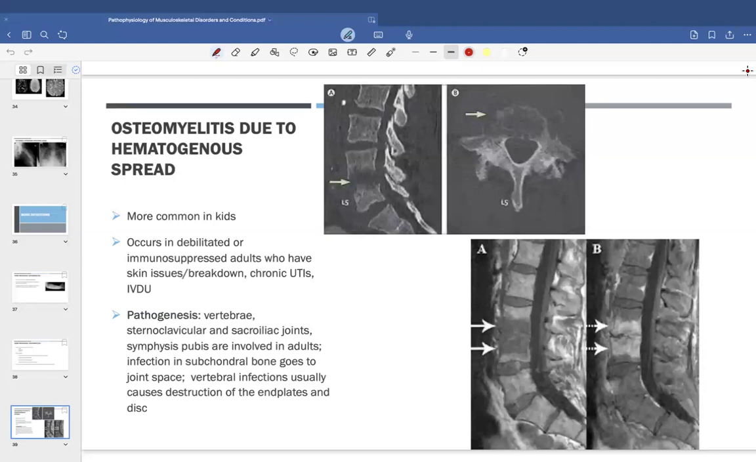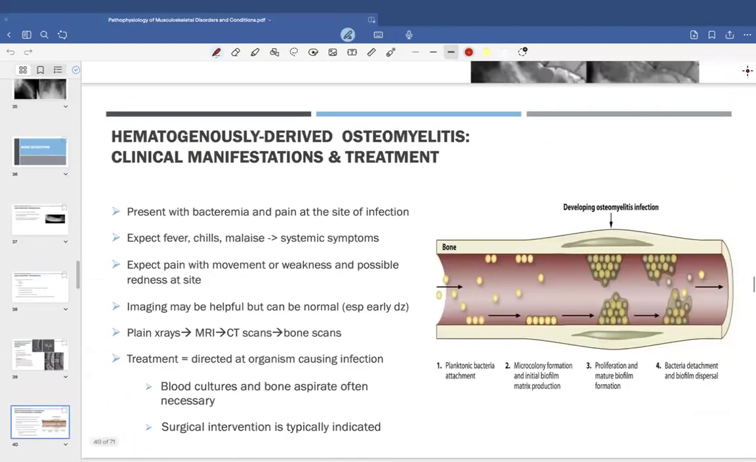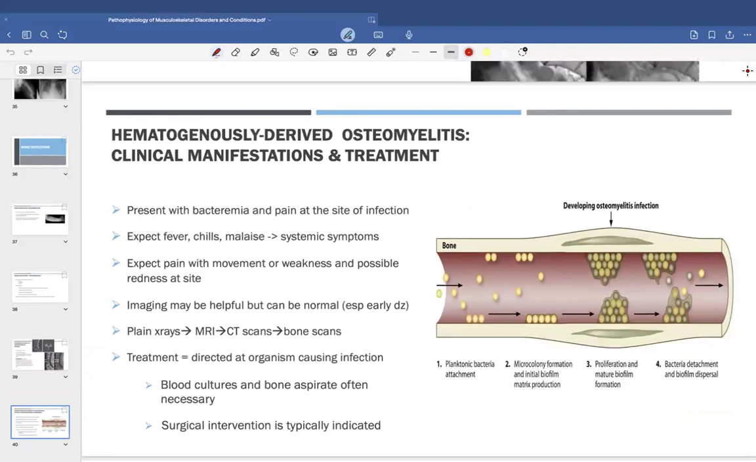It's going to cause pain when you have hematogenously derived osteomyelitis. It will present with pain unless there's a neuropathy. Sometimes they'll have bacteremia, so they might spike a fever. But they don't have to be febrile at the time. Kelly, was your patient febrile? He was, yeah, exactly.